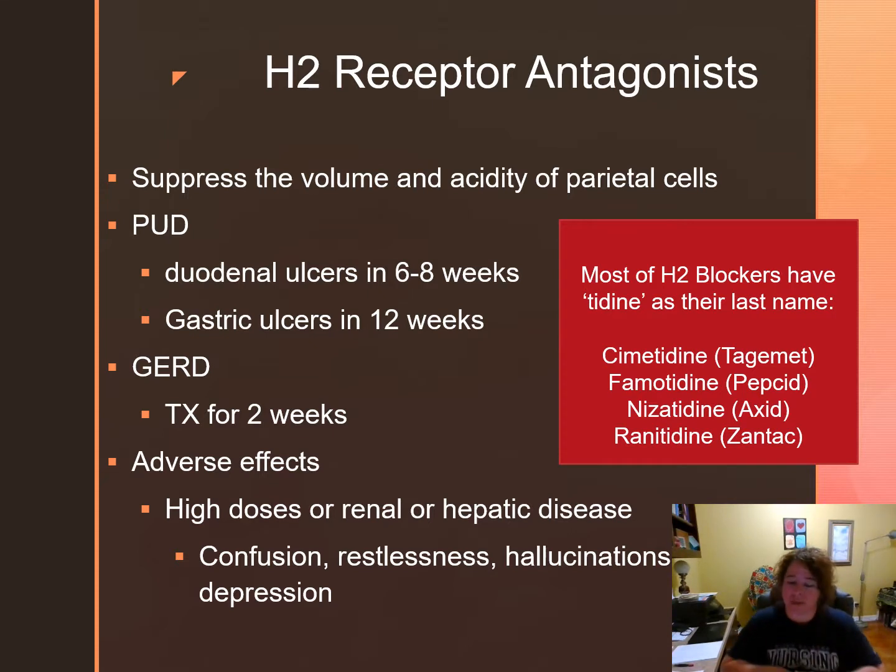Good, you should have said BUN and creatinine because that's the correct answer. Again, we want to watch these patients really closely.